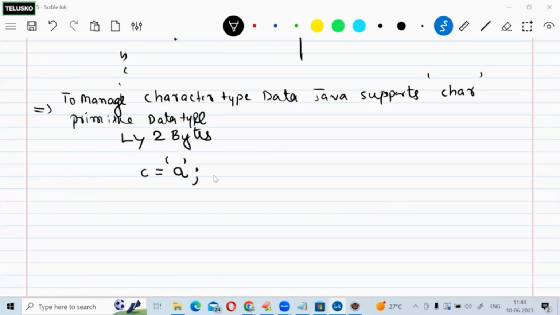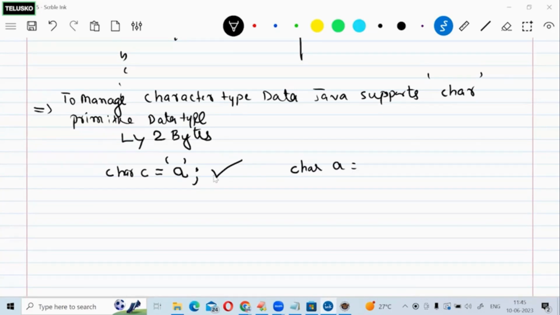And you have to specify the type of data. What is the type of data, guys? Can we do like this: char A equals maybe AB within single quotes? Can we do this? The answer is no. You can have only single characters. Only one character must be there within this single quote.